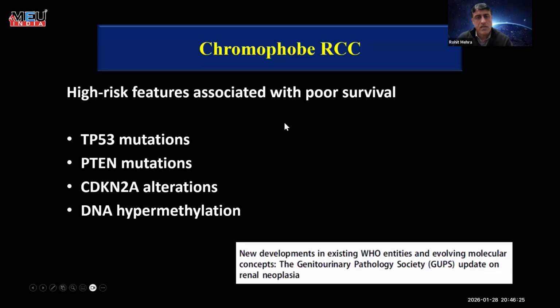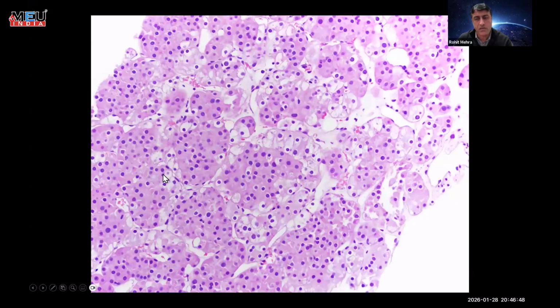The molecular features associated with poor prognosis in chromophobe RCC patients include genomic aberrations involving TP53, PTEN, and CDKN2A, and also the concept of DNA hypermethylation, which, again, like I mentioned, can be helpful towards indicating a poor prognosis for these patients.